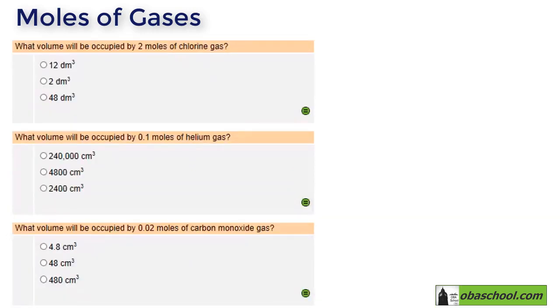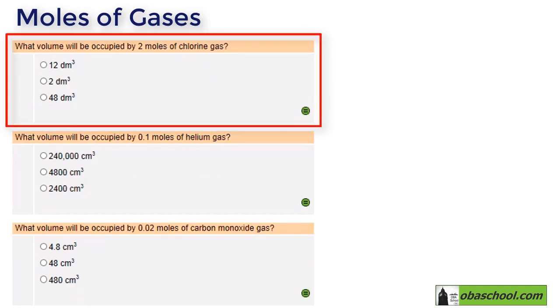Now let's try finding the volume while the number of moles is given. What volume will be occupied by 2 moles of chlorine gas? Excellent, 48 decimeter cubed. We are trying to find the volume, and the volume is equal to the number of moles of the chlorine gas times 24, that is 2 times 24, giving us 48 decimeter cubed.